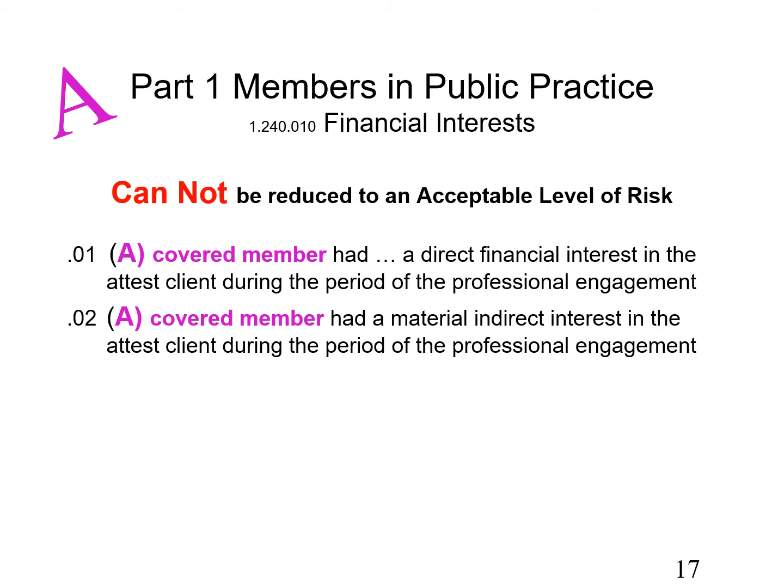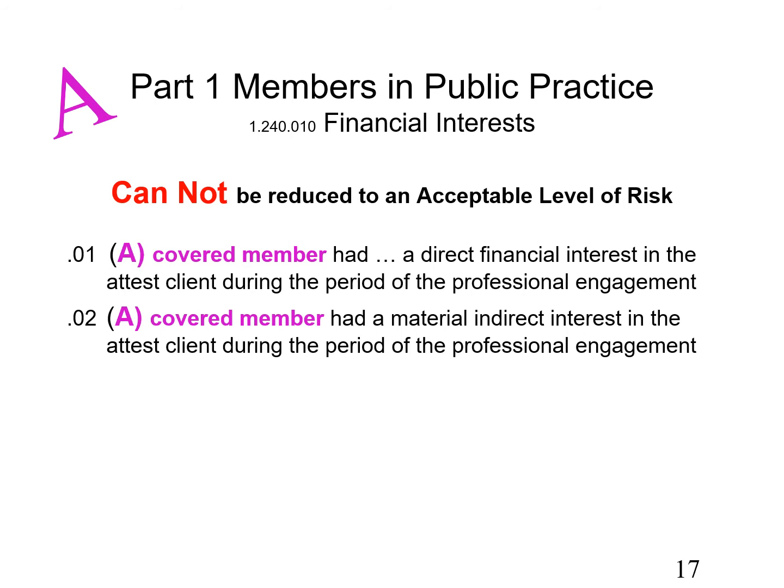Okay, the book is written in terms of the framework. I think it follows very closely. I find nothing inconsistent with the handout I gave you and the framework. What I do believe is the handout is much more concise and it covers 90+% of what you need to know. So we're talking now about A, and it cannot be reduced to an acceptable level. Covered members had a direct financial interest in the client during the period of the engagement.